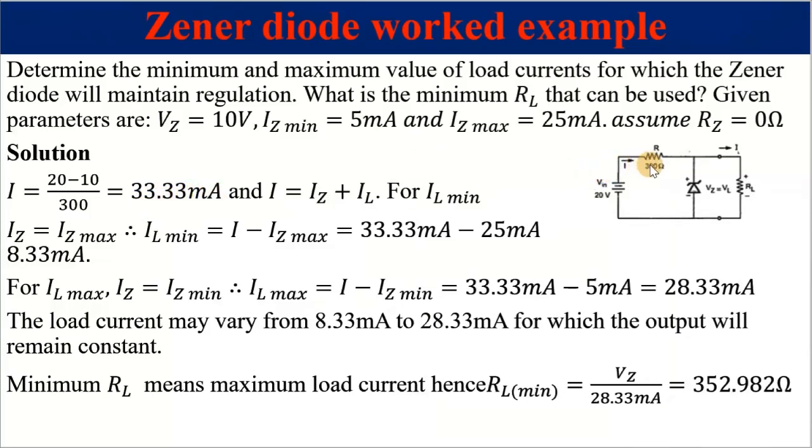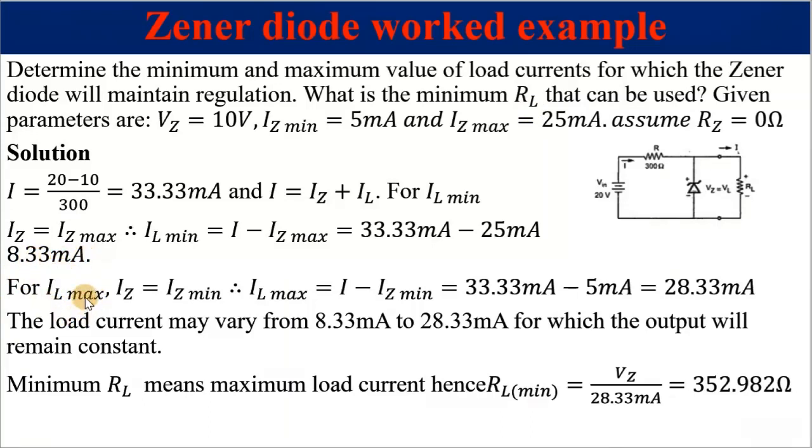This is your supply current. And this current is going to split into this and this. And we have got two conditions. We want to calculate the minimum load current. So for minimum load current, how do we calculate it? If this is minimum, it means that this is maximum because I is constant, because V in is a constant. So what are we going to do? We are simply going to say the input current minus IZ max, which we are given as 25 milliamps. So minimum load current is 8.33 milliamps.